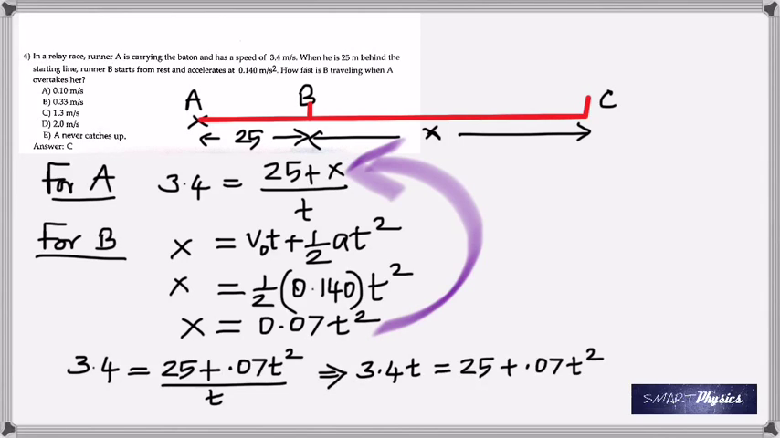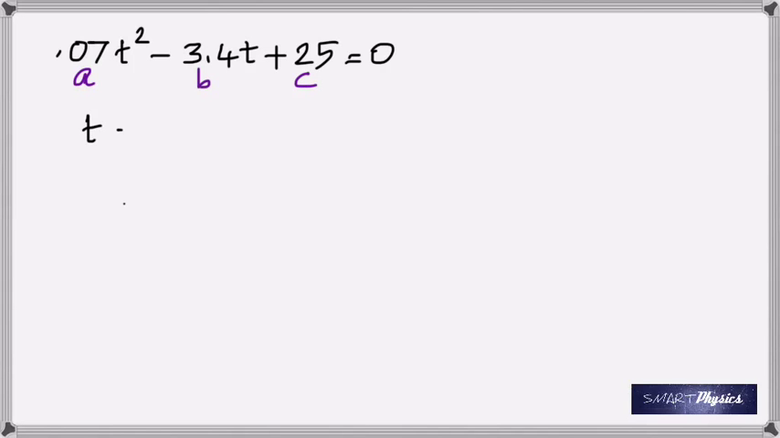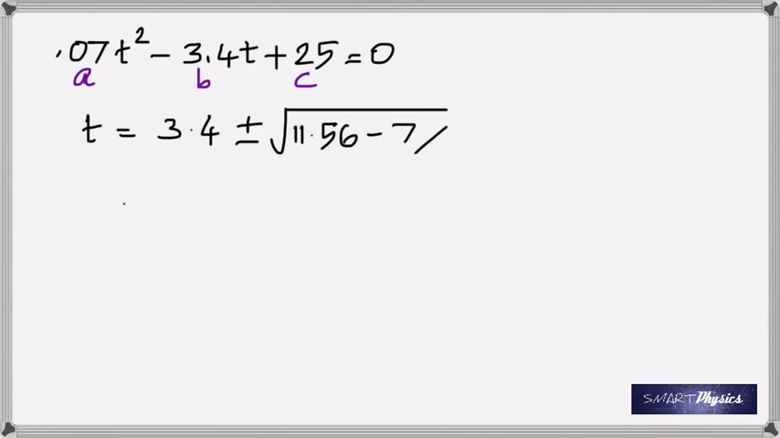When you take them over to the other side, this is what you get: 0.07 t squared minus 3.4 t plus 25 is equal to 0. Now that's the a, b, c. Remember that a quadratic equation is of the form ax squared plus bx plus c is equal to 0. And although I've not written it right now, this is the formula for solving a quadratic equation. Let me write that, so you know how I get those numbers.